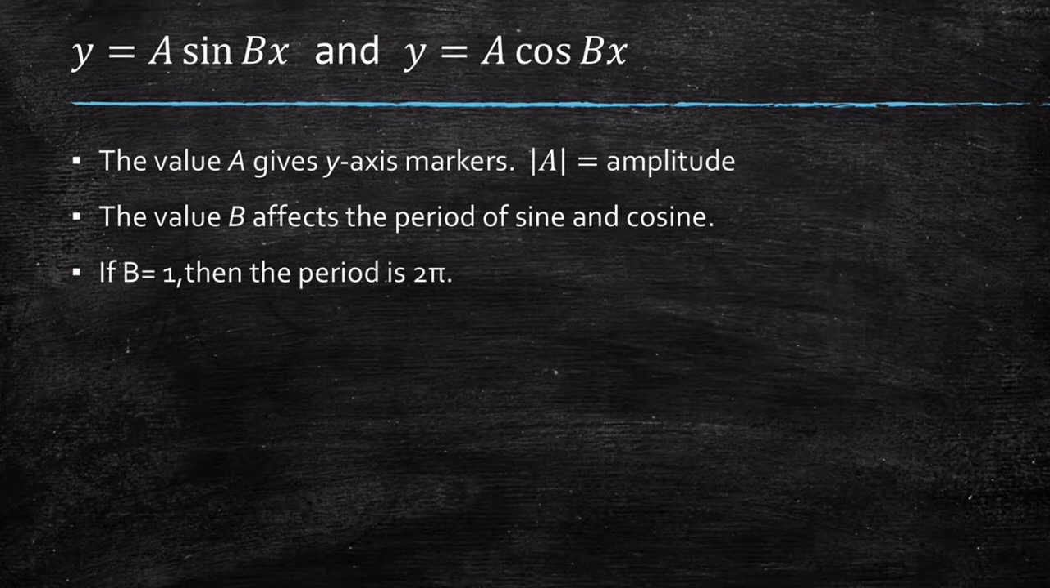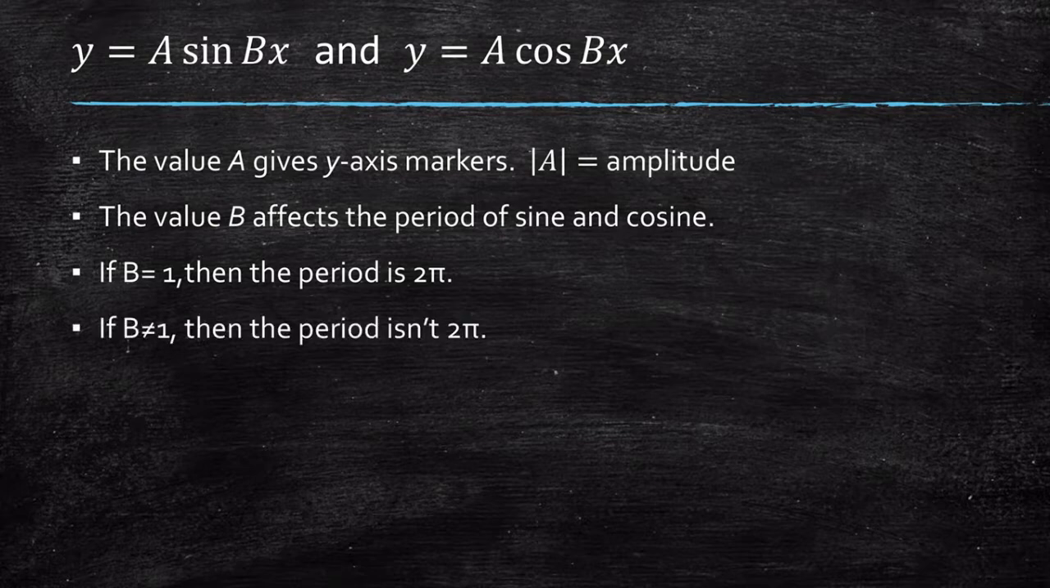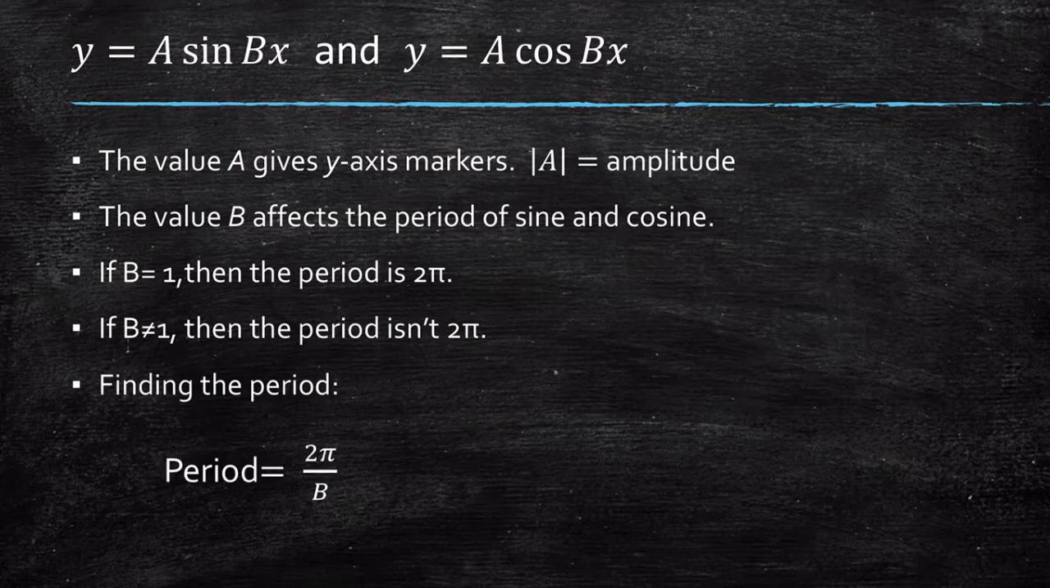If b equals 1, then basically you won't see a number next to x, and the period then is just 2 pi. But if b is not 1, then you'll see a number there, and the period is not 2 pi. The period will be calculated as the ratio of 2 pi to b.